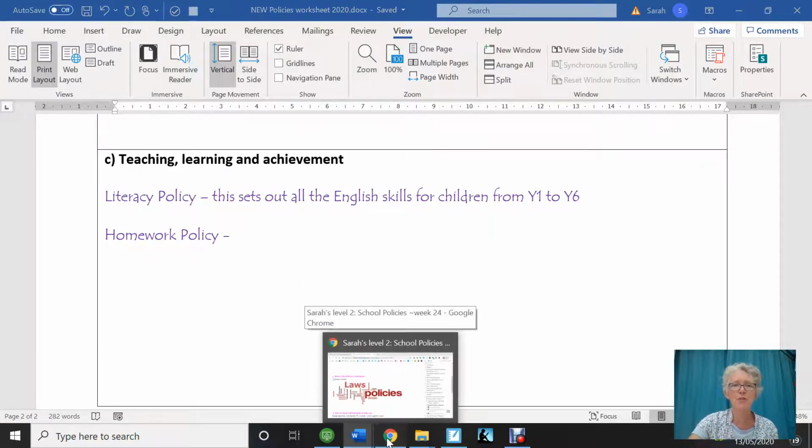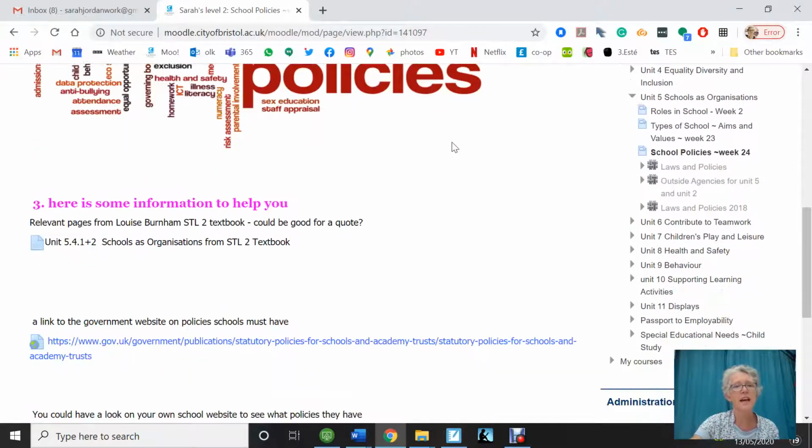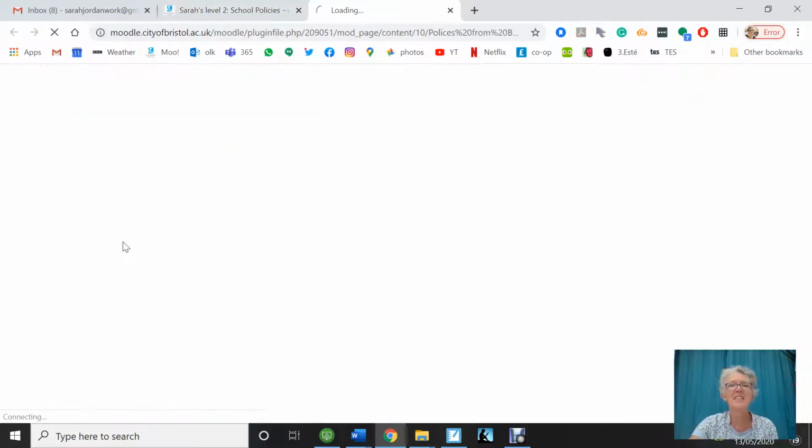Let's go back to Moodle and see what help I've given you. So here's the worksheet. We've just looked at that. Here's some information to help you. So I've given you some pages from the Louise Burnham textbook. Let's click on that.